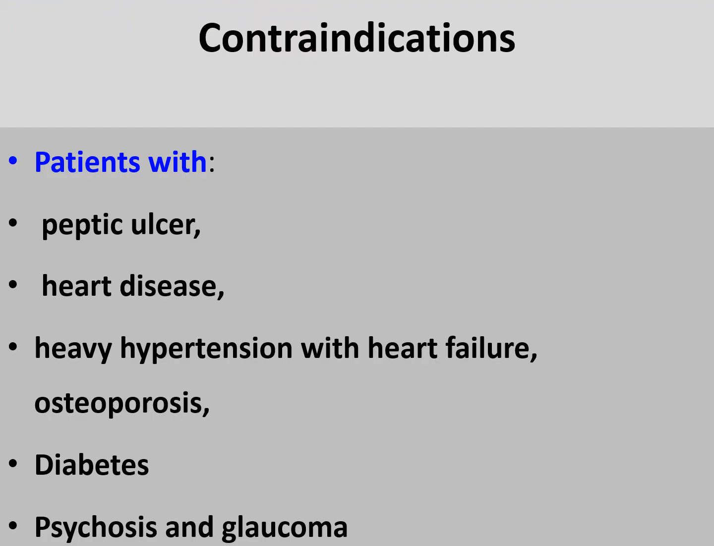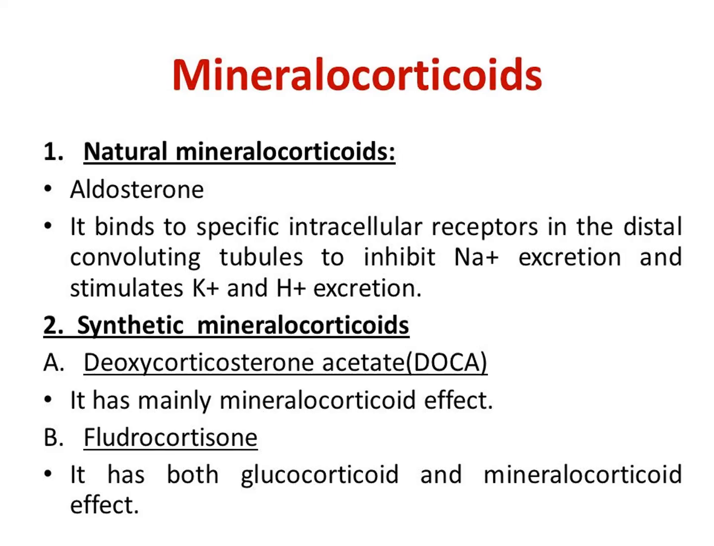Now there are certain contraindications, and always remember contraindications come from their untoward effects. So when we say it causes peptic ulcer, you will not give it to patients who are already having peptic ulcer or already having heart disease, hypertension, osteoporosis, diabetes, or psychosis. Up till now we ended with the glucocorticoids.